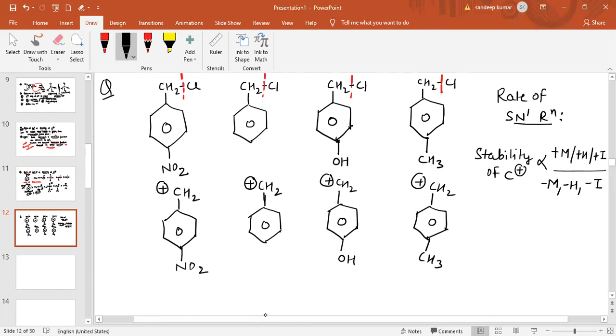Very easily, you can identify. You see this NO2 at para position will behave as a minus M group. This OH at para position will behave as a plus M group. Write this as plus M. So this will behave as a plus M group, and this CH3 will behave as a plus H group.